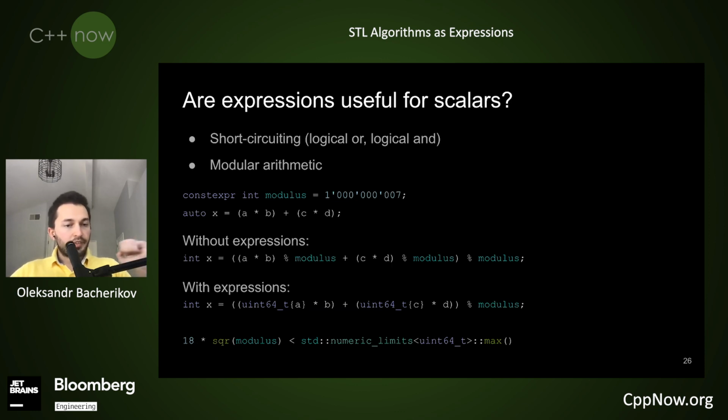And actually, this expression is a very important use case because it's a special case of dot product that is used, for example, in competitive programming to multiply matrices. And this optimization to reduce the number of remainder operations is very important there.